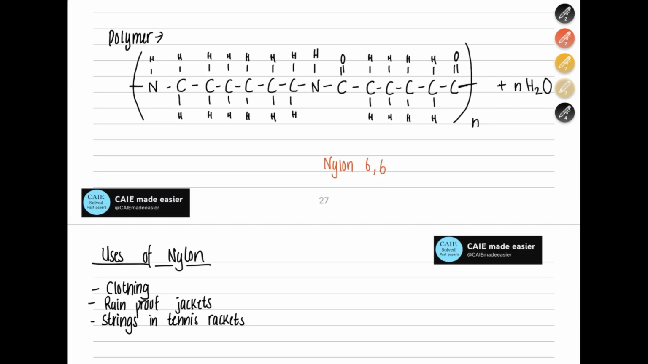I'm sure we've all heard of nylon. It's used in clothing. It's used as a rain-proof jacket. Do you know the strings in tennis rackets? That is also made of nylon.